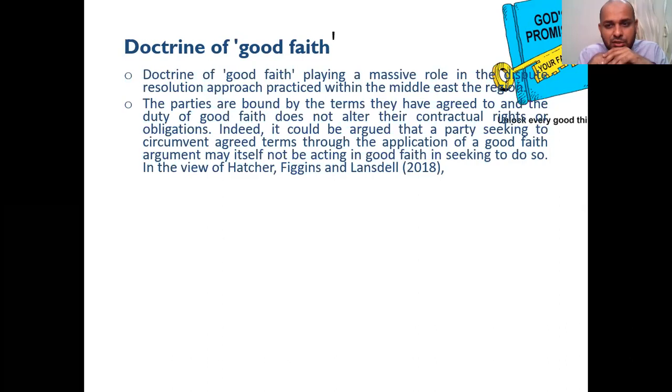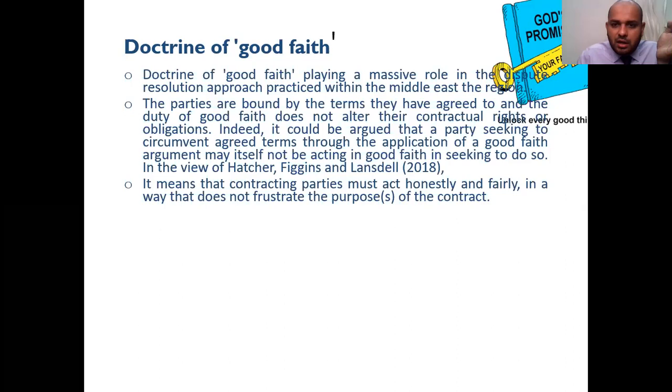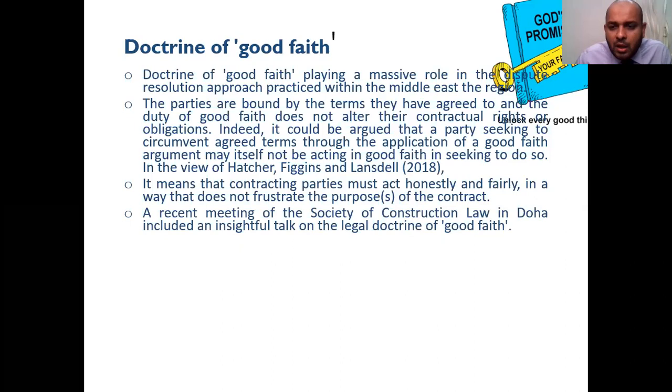Okay, that's the thing. You're supposed to be in a good faith manner, but within your contractual rights. If you are losing a contractual right, it means you don't want to be in such an area. But there are many legal provisions within these countries that say you should have good faith. Recently in Doha, there was a meeting arranged by the Society of Construction Law. They are the key holders making construction law.